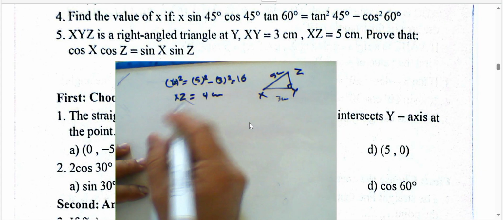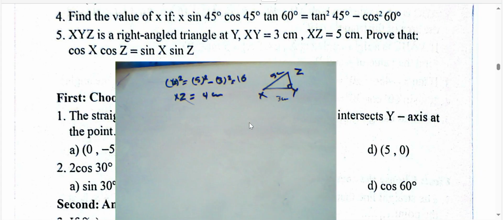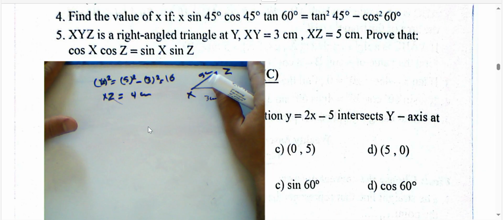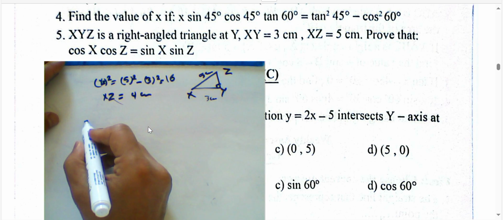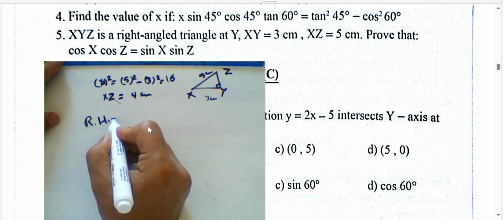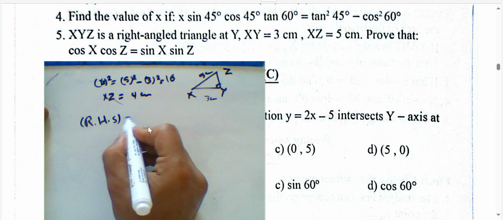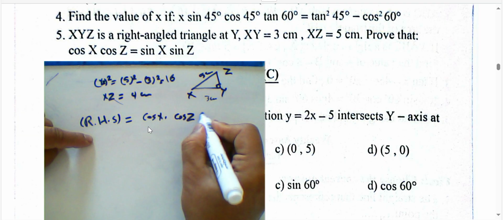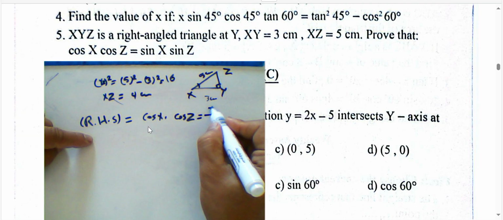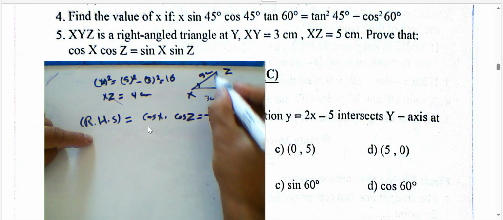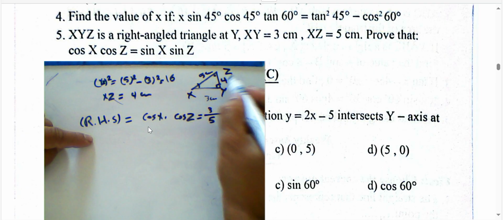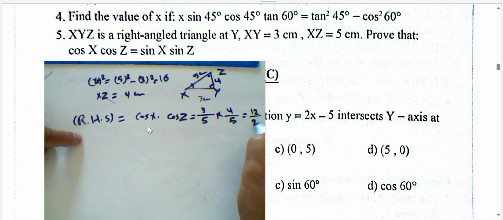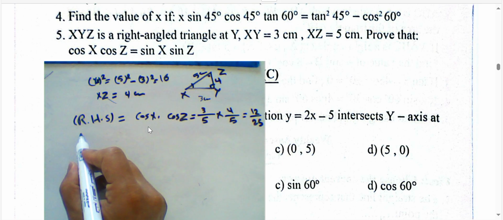Then we want to prove that left hand side equal right hand side about this identity. Okay, left hand side and right hand side, we must write about right hand side. Right hand side equal cosine x product by cosine z. Cosine x adjacent over hypotenuse, and cosine z we have here 4 adjacent over hypotenuse, 4 over 5. Then the answer here will be 12 over 25.